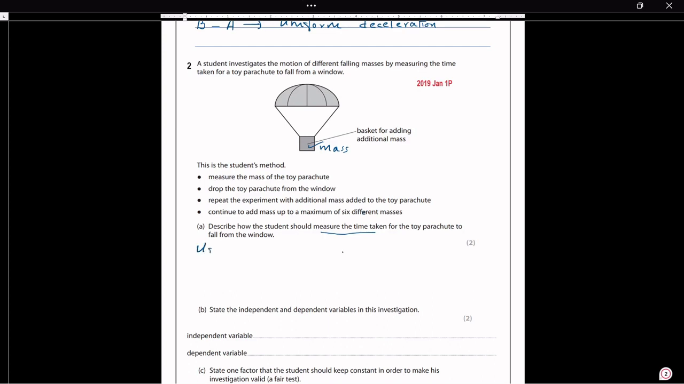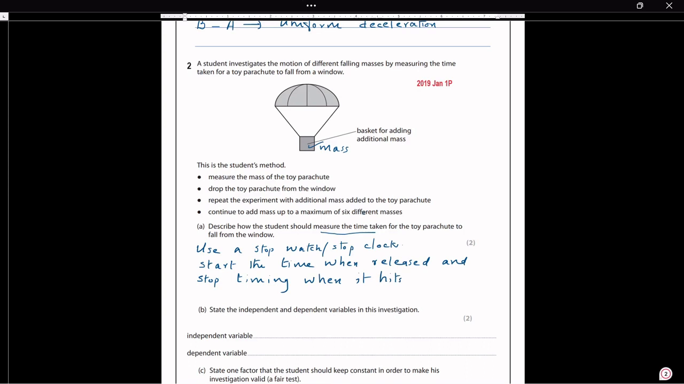Use a stopwatch. First of all, use a stopwatch or a stop clock, then start the timing when released, when the parachute, when the mass is released, and stop timing when it hits the ground, or hits the floor.